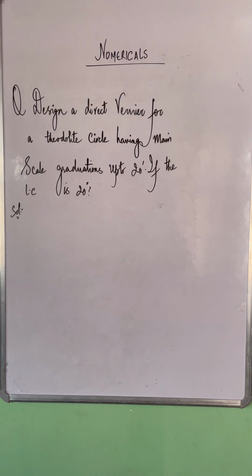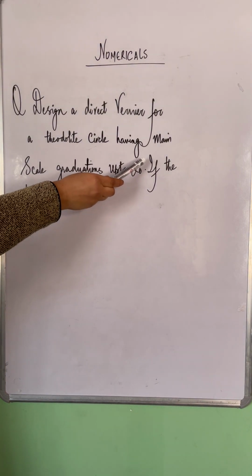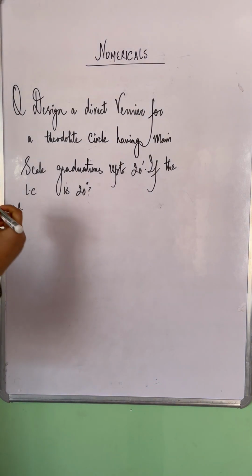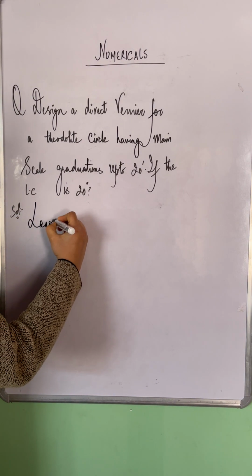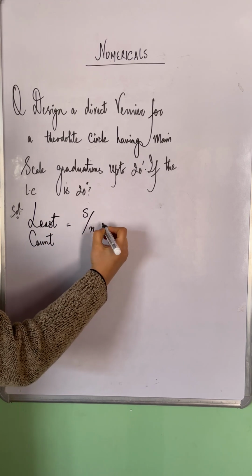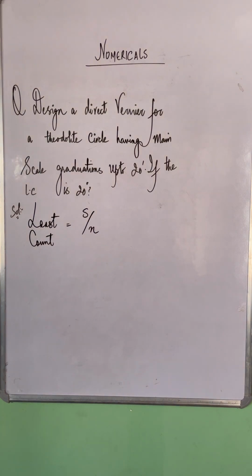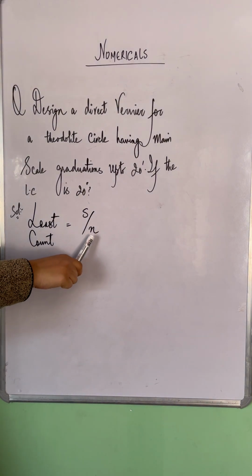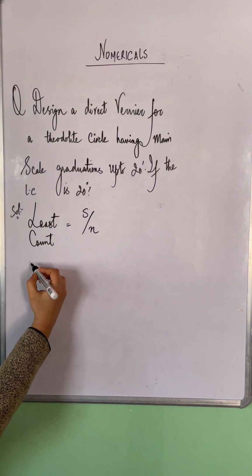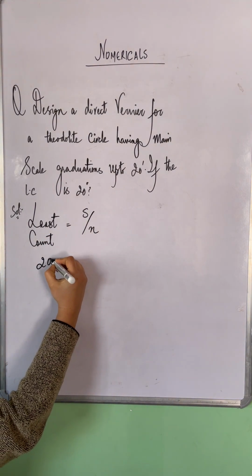So let's begin. Question is, design a direct vernier for a theodolite circle having main scale graduations up to 20 minutes if the least count is 20 seconds. As we know, least count is equal to S by N, where S is the smallest division on the main scale and N is the number of divisions on the vernier scale. In this case, it's given that least count is 20 seconds.